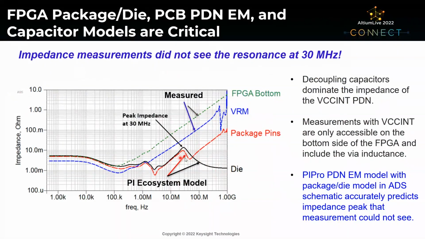And that's where we actually discover this 30 megahertz resonance. In measurement, we didn't really see it. We weren't able to get our fixturing low enough in impedance to actually see that resonance there. But in simulation, it was very obvious.